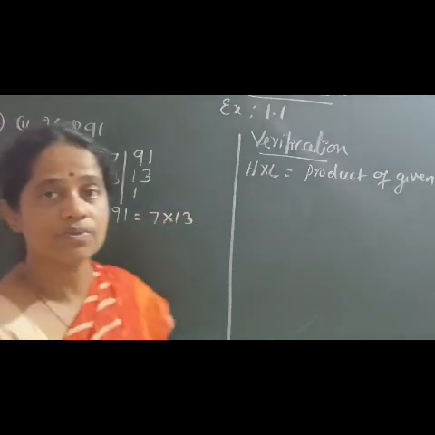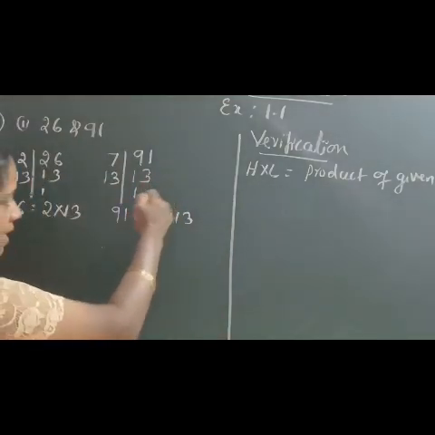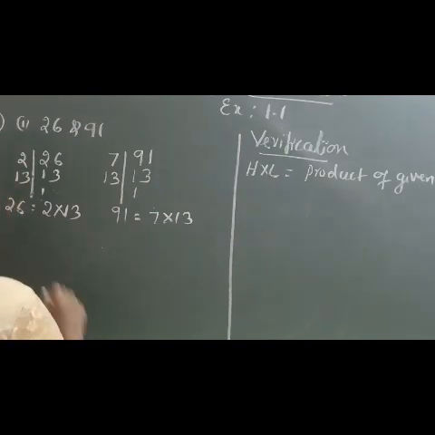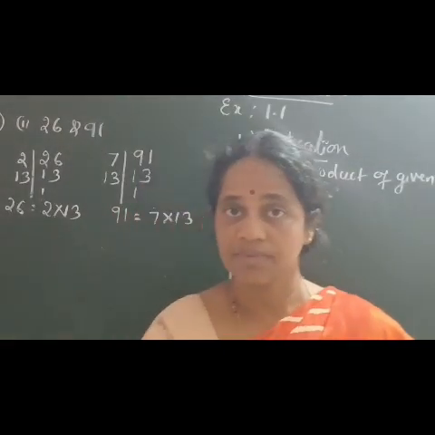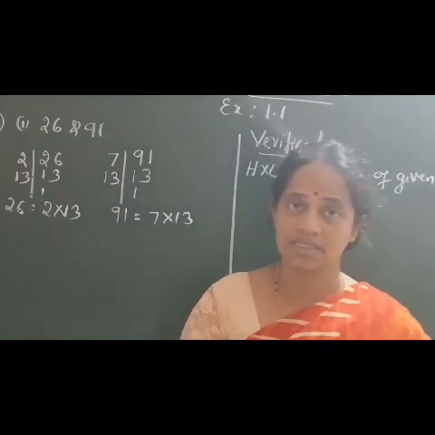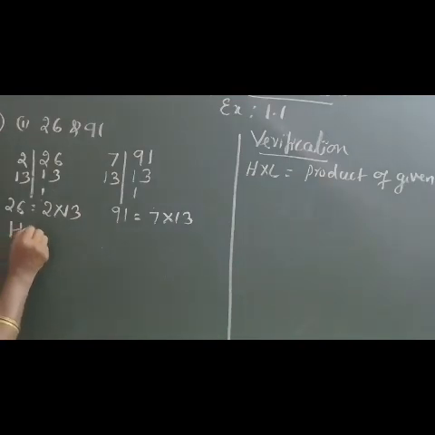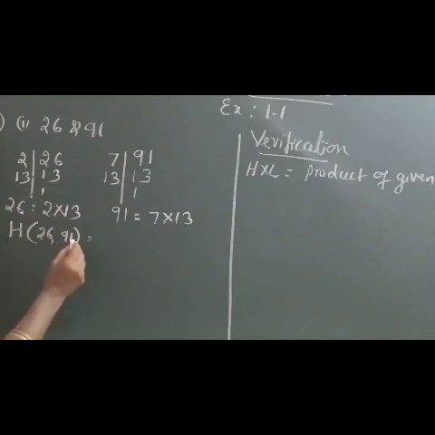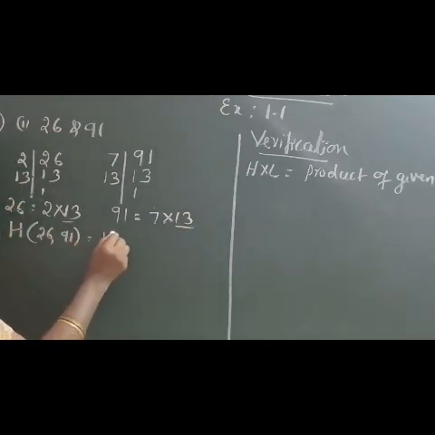This way you have to do the factorization. So do divisions in each and every step carefully. If you make mistakes here, then we will get factors which are not correct. Then how to find HCF? HCF of the two numbers, HCF of 26 and 91 is, let us take only the prime common factor. 13 is the common factor here. So HCF of these two numbers is 13.